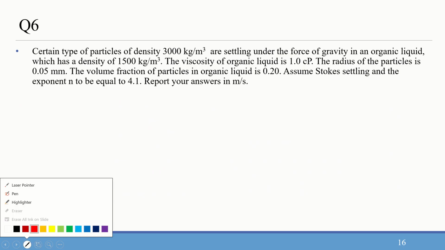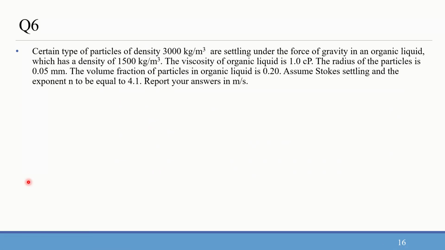Certain type of particles of density 3000 kg per meter cube are settling under the force of gravity in an organic liquid which has a density of 1500 kg per meter cube. The viscosity of the organic liquid is 1 cP. The radius of the particles is 0.05 mm and the volume fraction of particles in the organic liquid is 0.2. Assume Stokes settling and the exponent n to be equal to 4.1. Report your answer in meter per second.